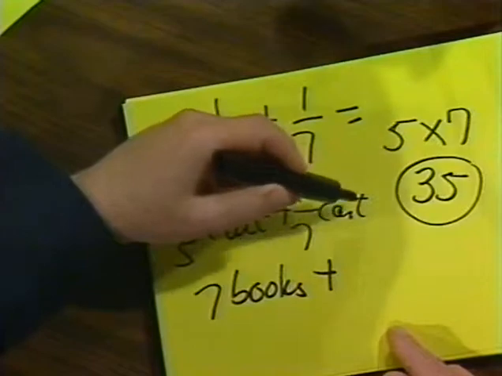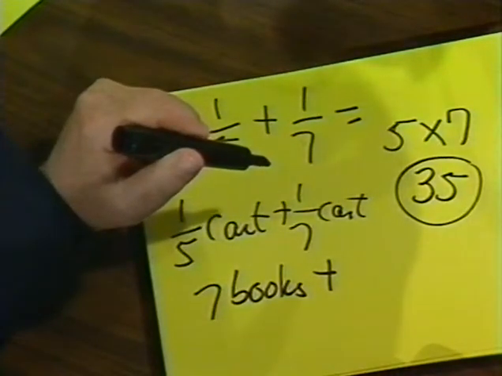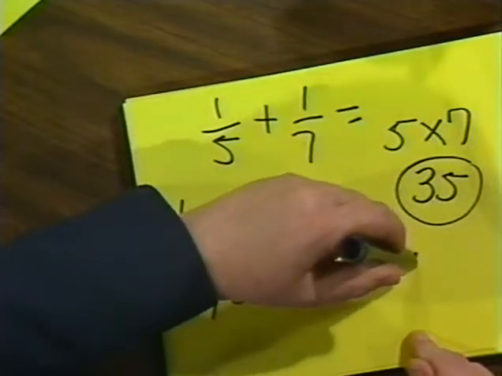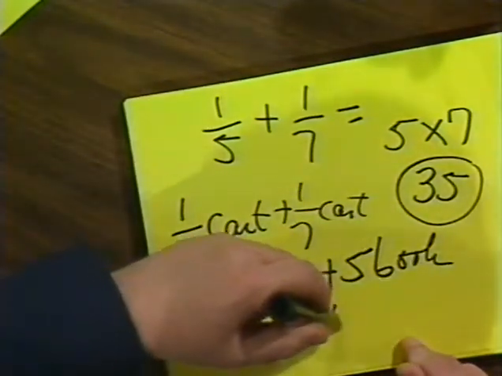Whole number problem? A fraction problem. Whole number. See, 1/7 of a carton, 1/7 of 35 books. 1/7 means divide by 7, 5 books. Therefore, the answer is 12 books.